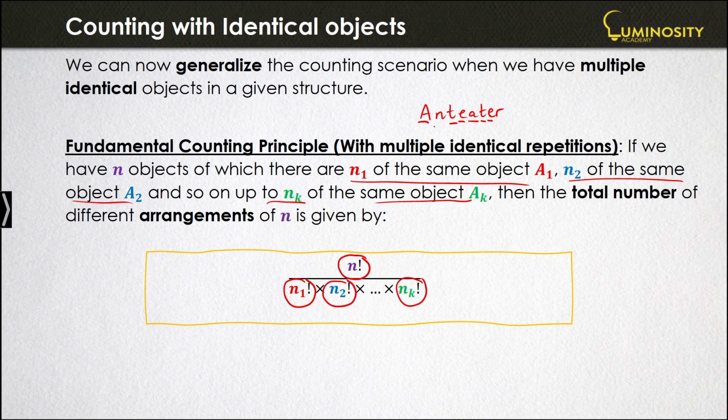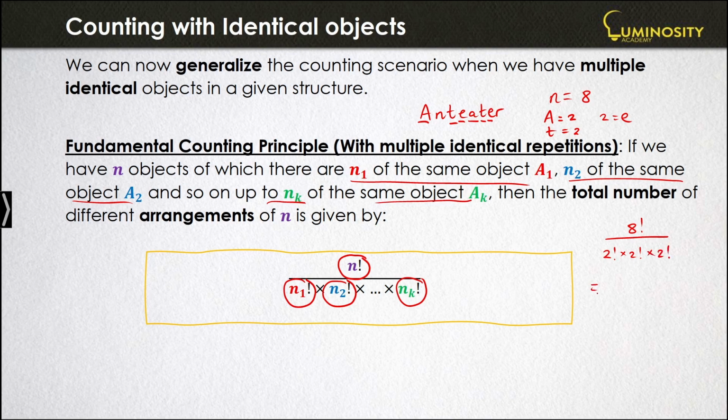So for example, in the word anteater, there are 8 objects, 8 letters. And we have 2 A's, 2 T's, and 2 E's. So the number of unique ways we can arrange the letters of the word anteater to make other words is 8 factorial divided by 2 factorial times 2 factorial times 2 factorial.